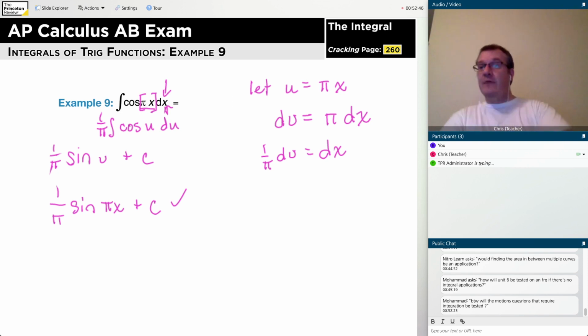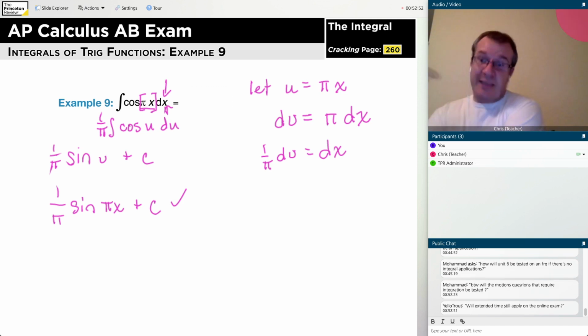So at apcoronavirusupdates.org, you're going to be able to access everything for AP Calculus. On BC, yes, that's going to be there. For AB, if I had to go with my gut feeling right now, I would have to say no, because it is an application of integrating.